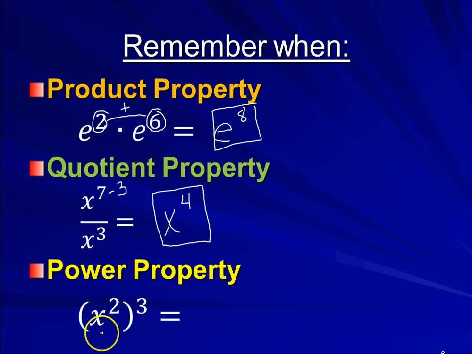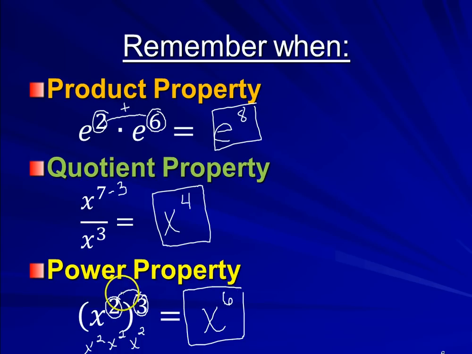Now, power property, x squared cubed, a power to a power. Okay, again, what do these mean? This 2 means I have 2 x's. What's this 3 mean? It means I have 3 of whatever's inside of here. So it means I have 3 x squareds. Well, if I have 3 x squareds, how many x's do I have? 6. So power to a power, remember, you multiply. 2 times 3 is 6.